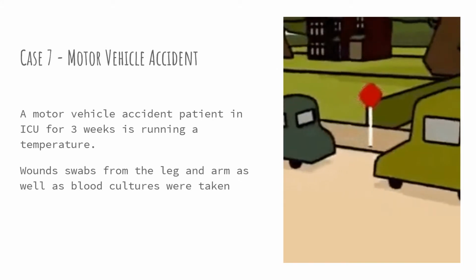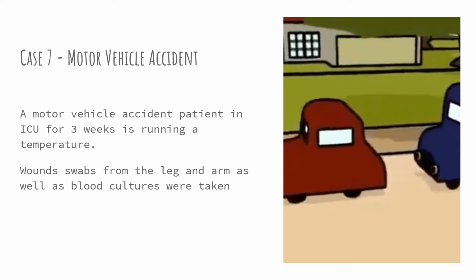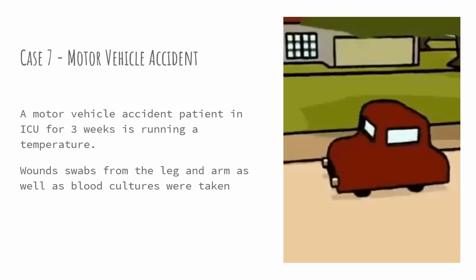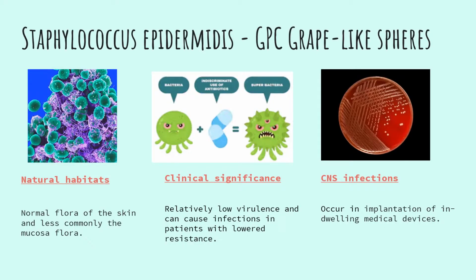A wound swab from the arm and leg was taken, and a blood sample was collected for culture. Through the wound swab, 3 organisms were obtained from the case study. First organism, Staphylococcus epidermidis, gram-positive cocci with gray-black stains, naturally found abundant in nature and is part of the normal flora of the skin, and less commonly found in the mucous flora. They have a relatively low virulence and can cause infections in patients with low resistance, especially in immunocompromised patients.